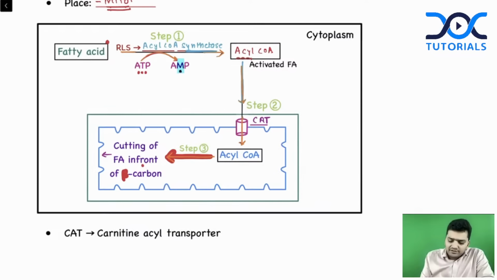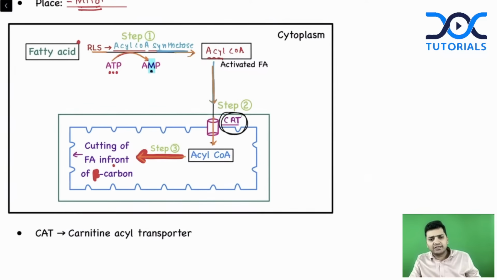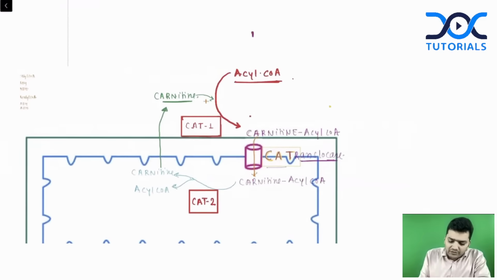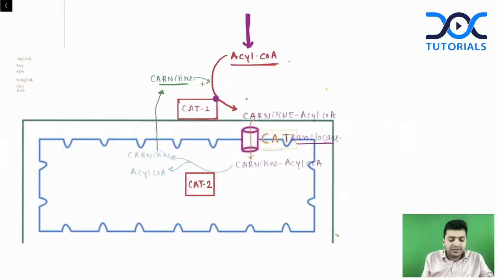But sometimes this CAT is not working actually. See how this CAT is transferring the fatty acid inside the mitochondria. Look at here. I want to transport the acyl CoA inside the mitochondria. So on the mitochondria, there are two surfaces, the outer and the inner. On the outer surface, we have the CAT1 enzyme, carnitine acyl transferase 1.